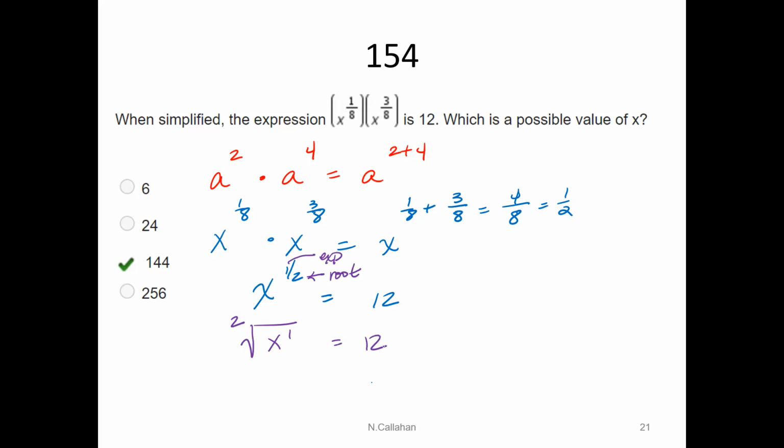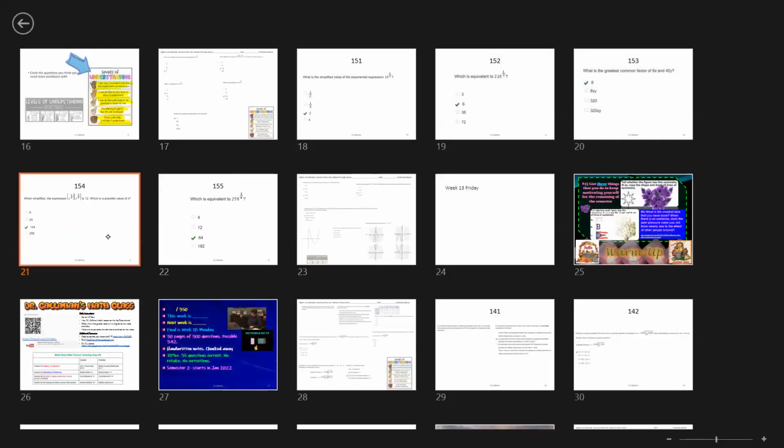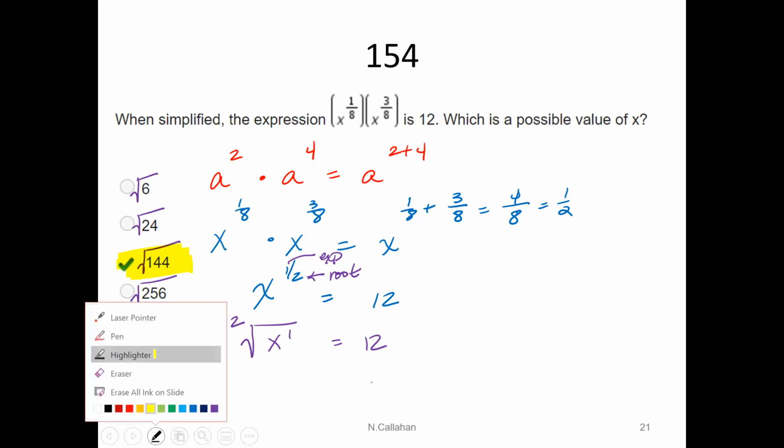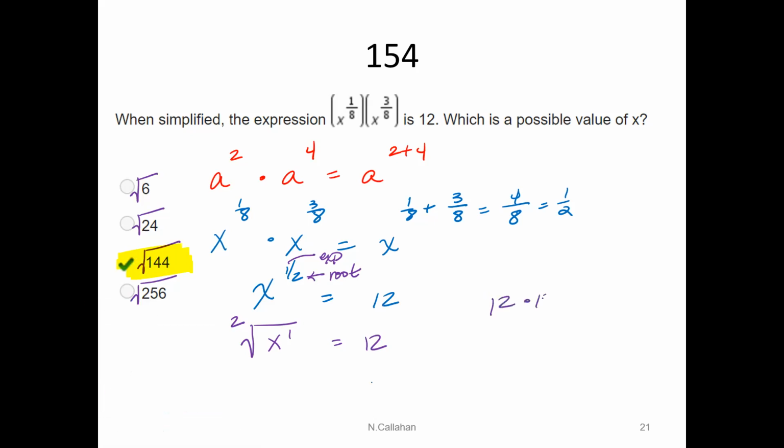Think about it. Square root of 6, square root of 24, square root of 144, square root of 256. Which one there is going to give you a 12? I'm pretty sure that 12 times 12 is 144. So the square root of 144 is 12. So my answer is 144.